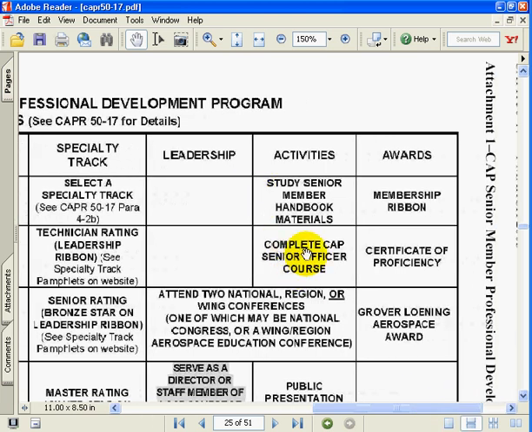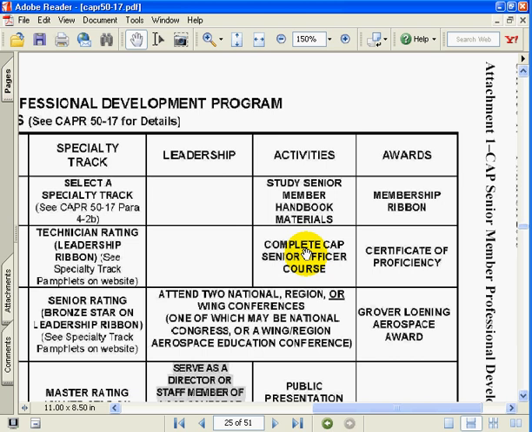And complete the senior officer course. Currently, this is a correspondence course. It has 4 volumes, goes over a variety of different leadership materials. And with those materials, you get a better understanding. It is a great course, but this seems to be a stumbling block for most members.